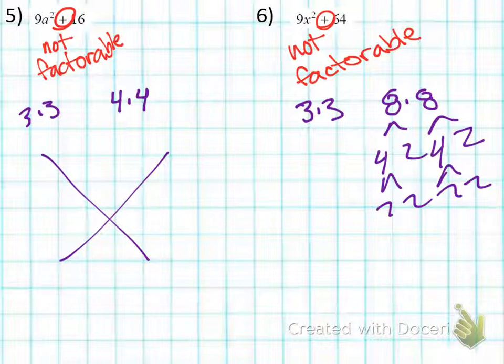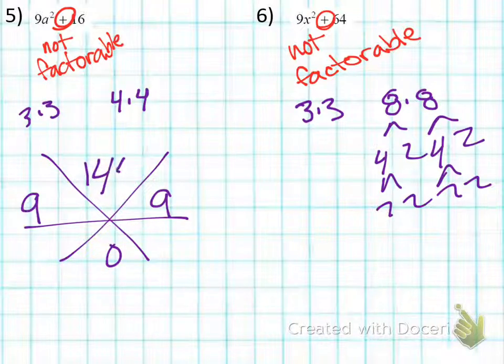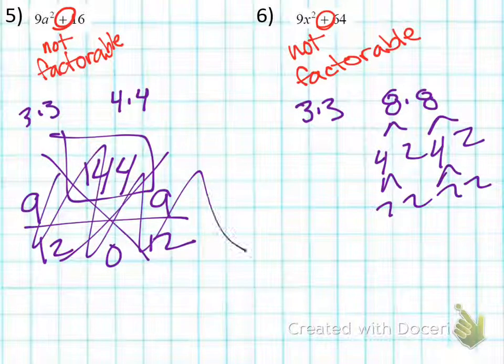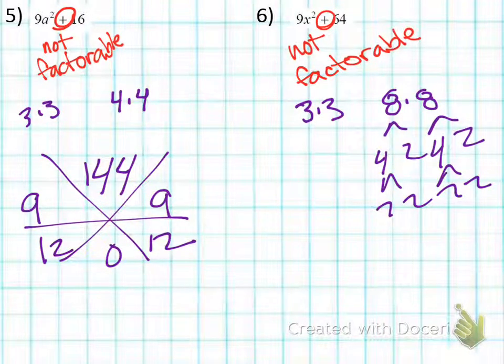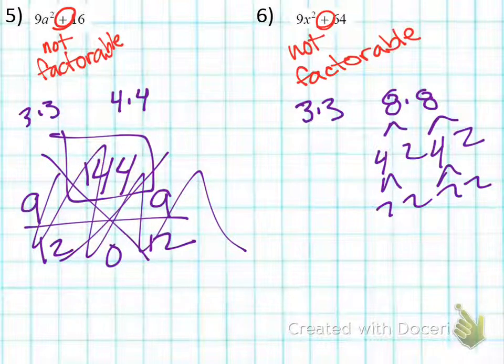I could also try to use X box here. So on number 5 I would have this. So I put my 9 on the line on either side, and then 9 times 16 is 144. I could get 144 by multiplying 12 times 12, but the problem is that I really need one of those to be negative in order for them to add to 0. But if one was negative, I would have to have negative 144. So this just doesn't work. This is not factorable.